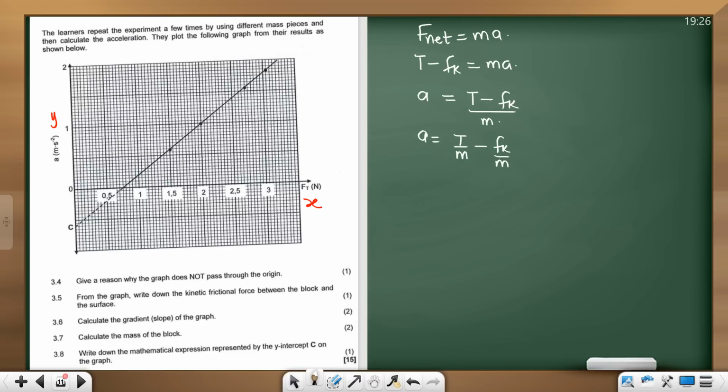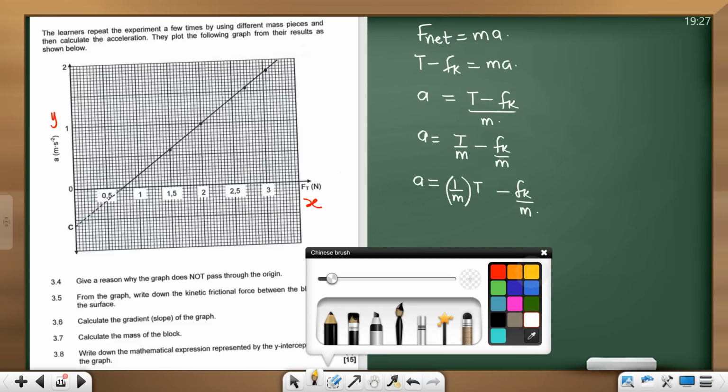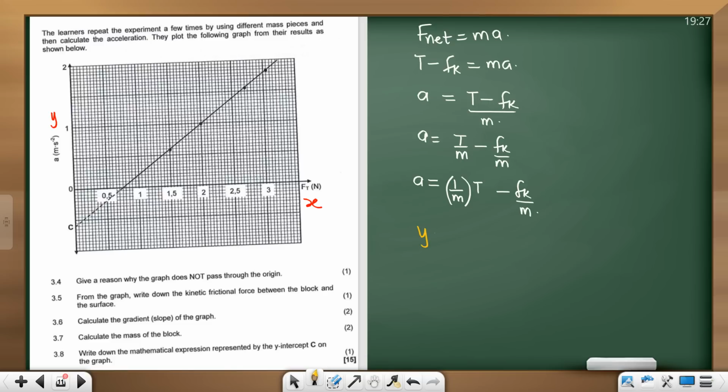Now, I want my T to take the place of x. Look at what I'm going to do. I'm going to split this one. This can be written as 1 over M multiplied by T. Do you agree? Because 1 times T is T. Minus what? Fk over what? M. Wait, I have gotten to my point. y equals what? mx plus c.